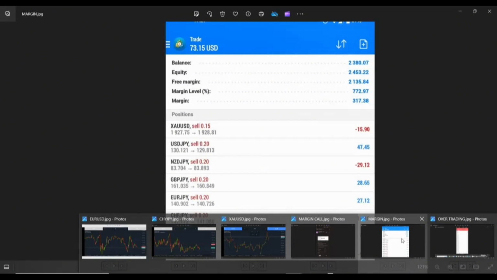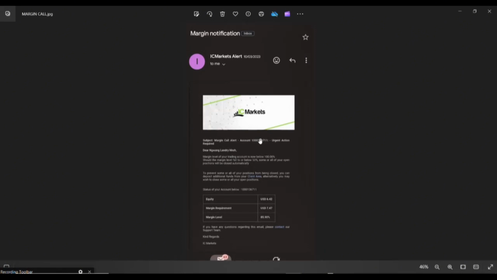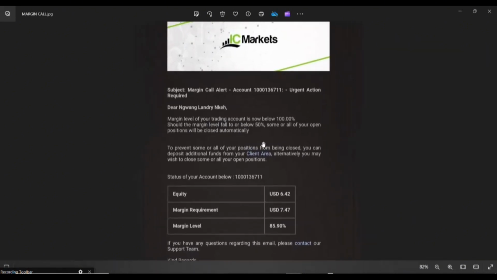It is always very important that before you create an account with a broker, you inquire about their margin policies. Some brokers, if your margin level goes below 50% of your account balance, will close your trade. Some brokers will allow you to go even below 70% of your account balance before they close your trade. So let me show you how a margin call looks like. This is a notification from my broker. Look at it. You will receive an email, subject, margin call alert, account number.